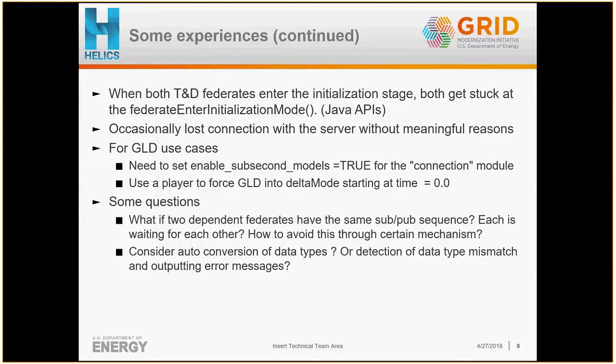And here's some experience I want to share for those use cases with GridLAB-D.